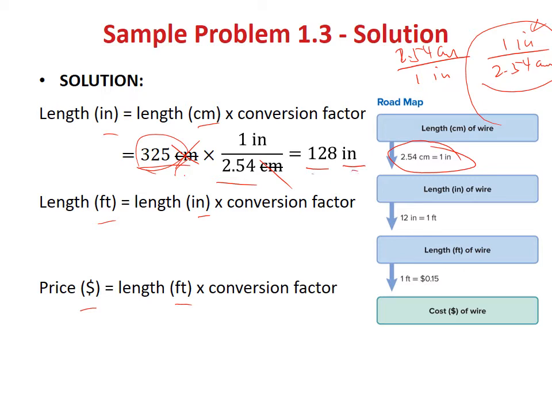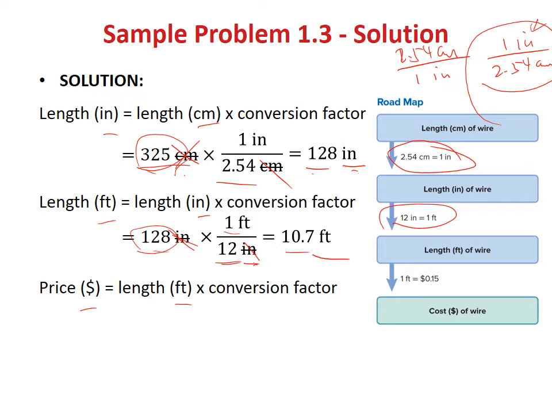Next step, we start with 128 inches, and we again want to cancel inch and get foot. Here is the relationship, and again we have two ways to write it. Because we want to cancel inch, we put inch as the denominator. So 1 foot is equivalent to 12 inches. By doing that, inch cancels and foot is the final unit. So 128 divided by 12 gives you 10.7 feet.